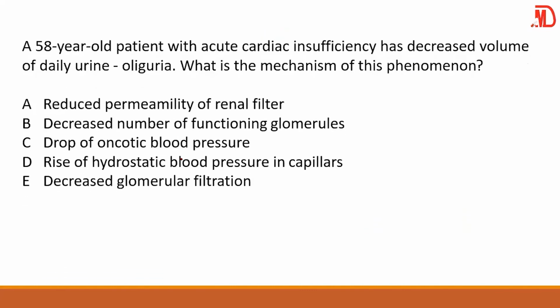A 58-year-old patient with acute cardiac insufficiency. Again, we've discussed a whole lot about cardiac insufficiency, the drugs to give and everything. And the patient has what? A decreased volume of daily urine. That means there's what? Oliguria. What is the mechanism of this phenomenon?